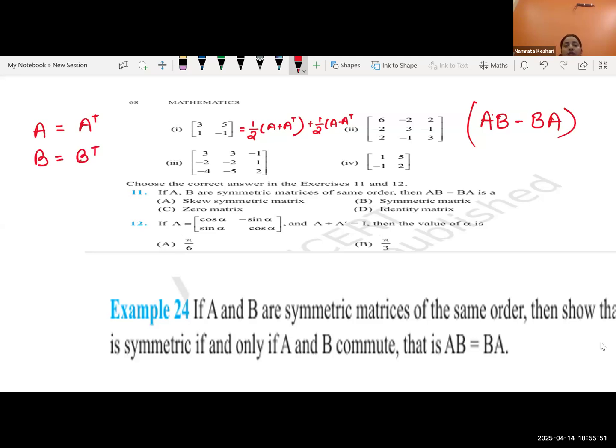And we want to check what about this AB minus BA. Options are symmetric, skew symmetric. So if you write AB minus BA as Q, basically you want to check whether Q transpose is the same as minus Q or plus Q, right? Yes. So we want to find the transpose of AB minus BA? Yes. Let's find it.